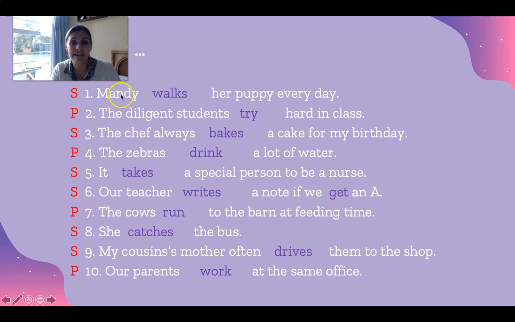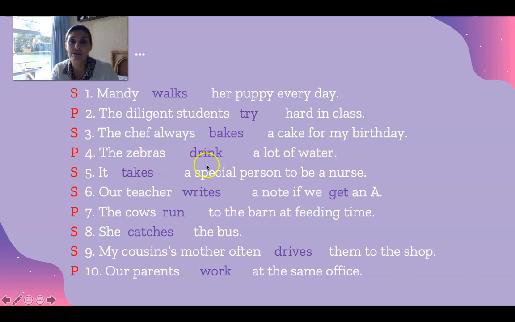So singular, Mandy walks. There's the S. The diligent students already has an S, so you don't need to add another S. It's just the diligent students try hard in class. Number 3, the chef, singular, bakes. So the chef has not got an S on there, I need it in my verb. The chef always bakes a cake for my birthday.